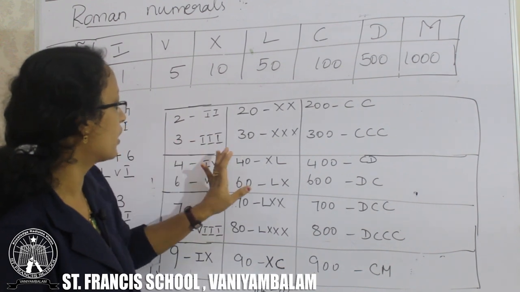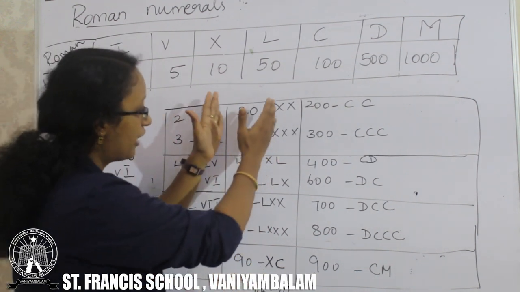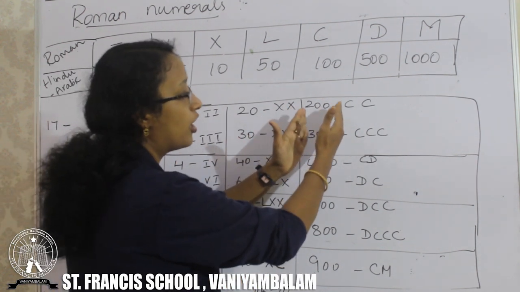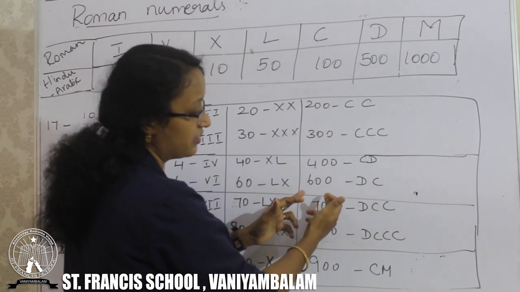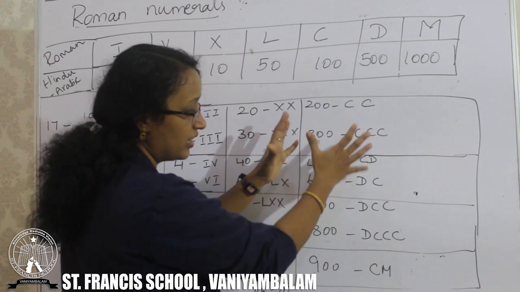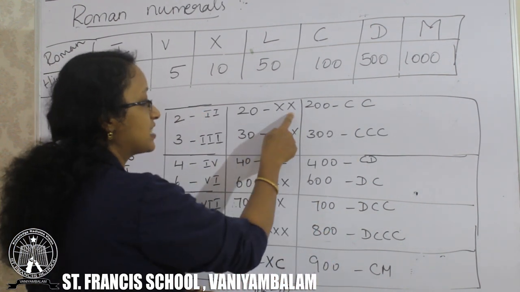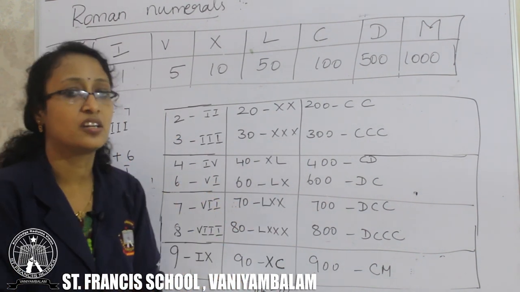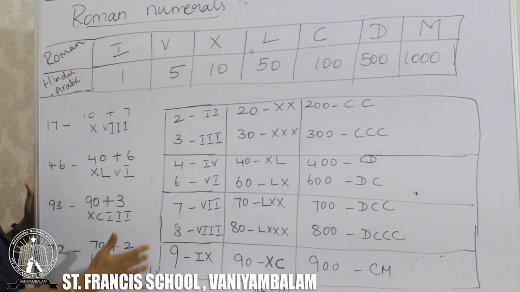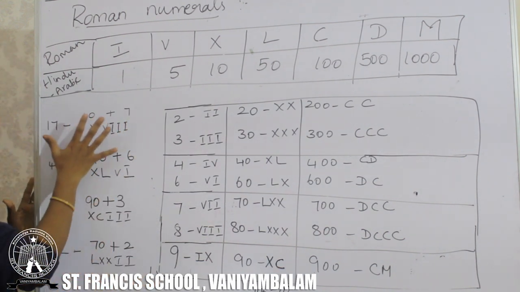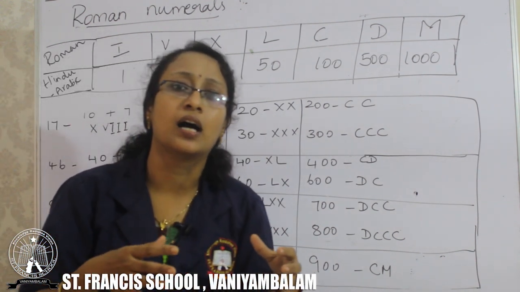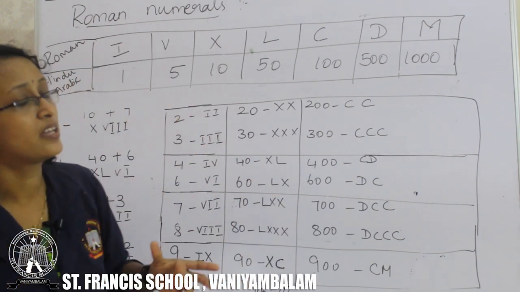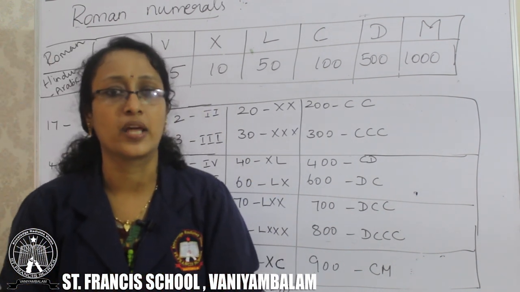For 2, 3 and till 9, you know already. And for 20, 30, 40, 50, 60, 70, 80 and 90. And for hundreds, 200, 300, 400, 600, 700, 800 and 900. It is easy. So, how will you write? XX, XXX, 3 times X. Like that, you have to draw this table in your classwork and find the Roman numerals for the numbers. You can take some examples between 10 to 100 and do it by yourself. Find the Roman numerals. It will be very interesting.